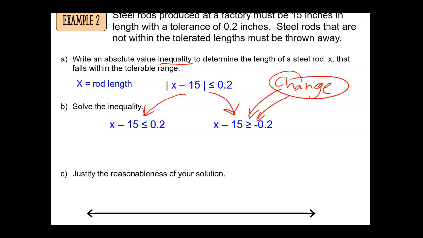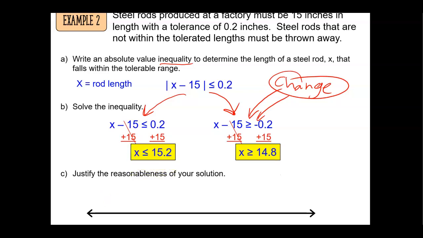So now that we have these 2 inequalities, we can solve them, just like the warm-up. How do I get rid of those minus 15s? Plus 15. You're adding, so plus 15 on both sides. So the 15s cancel out, and now I need to figure out what's 0.2 plus 15 and what's negative 0.2 plus 15. Well, 0.2 plus 15 is 15.2. And then when it's negative, you take it away, that's 14.8.